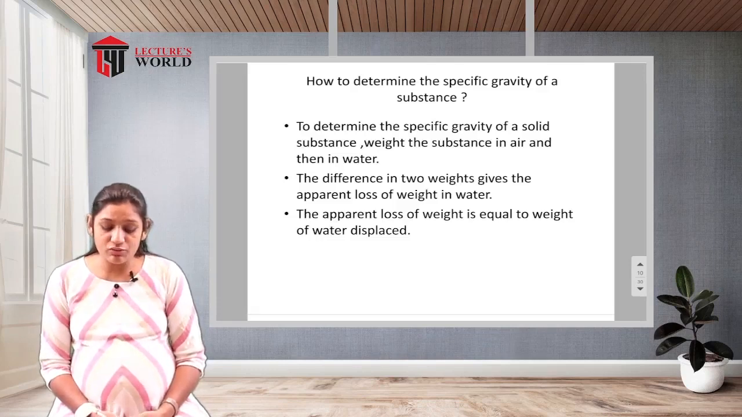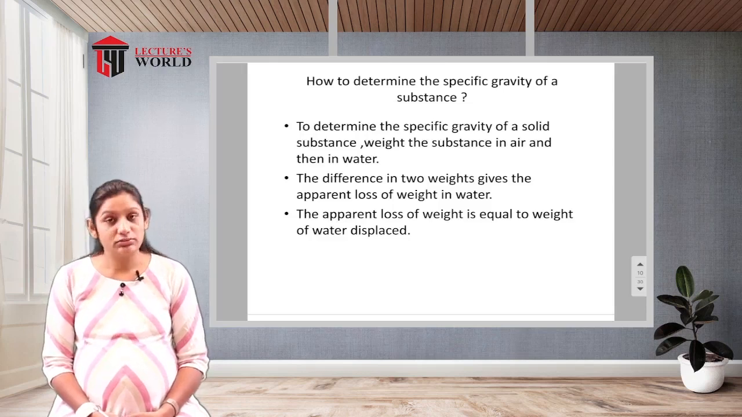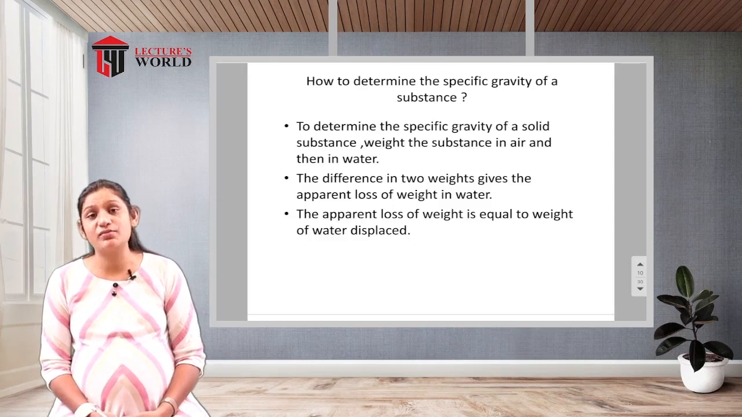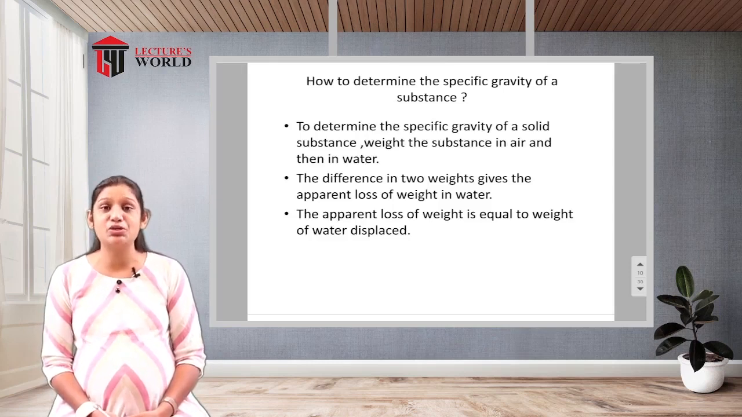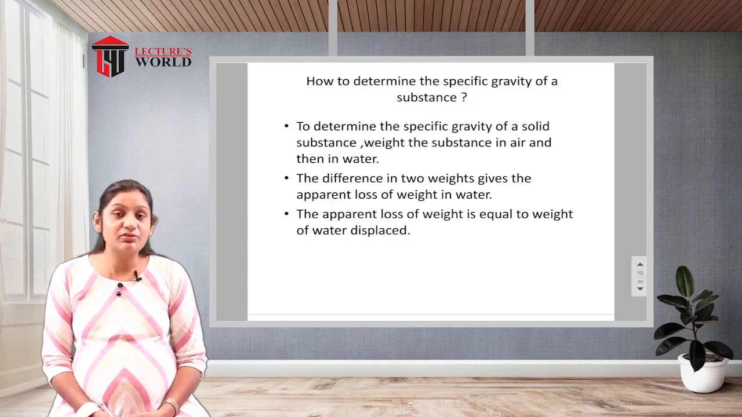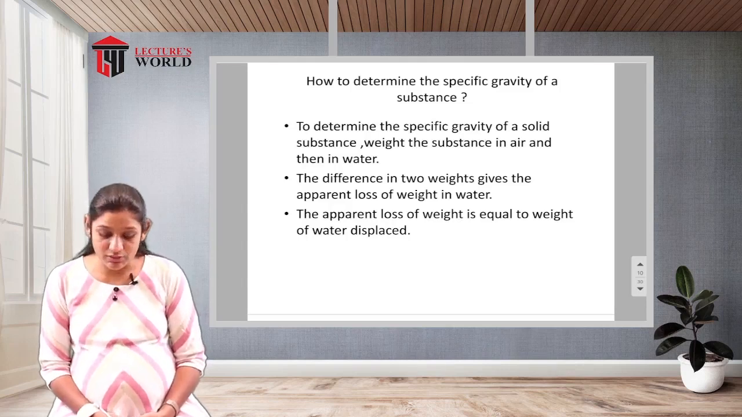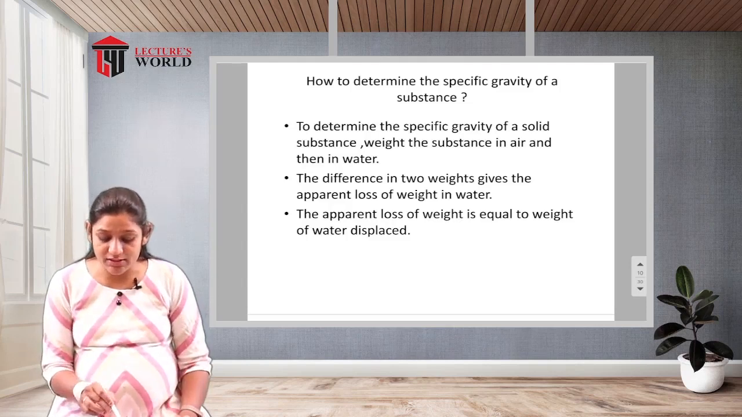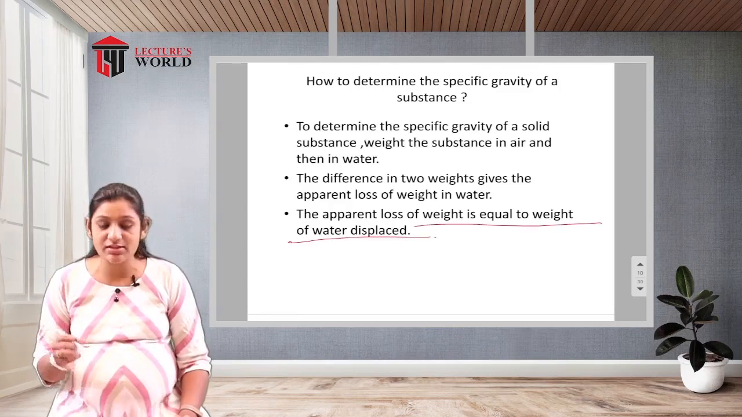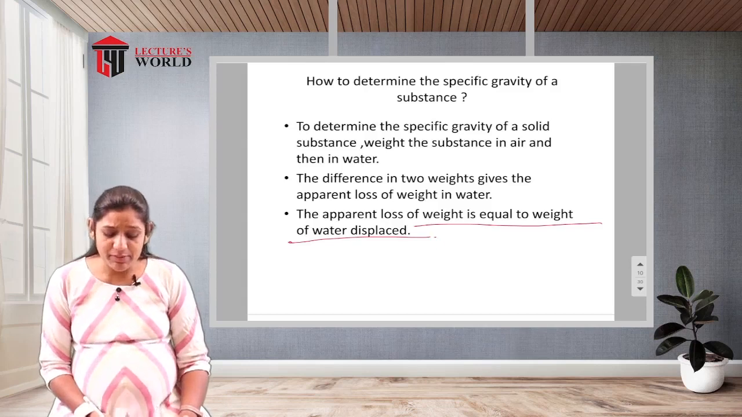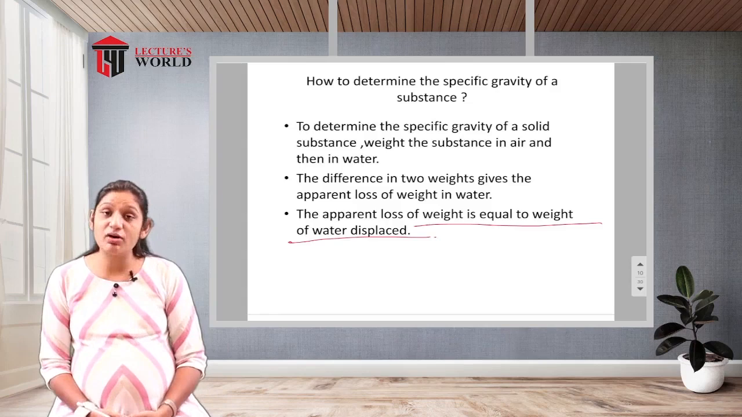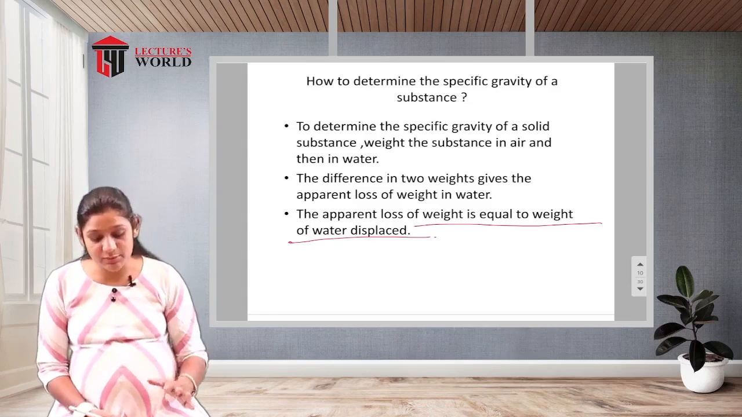The difference in the two weights gives the apparent loss of weight in water. This means that in water the gravitational force is less compared to the normal gravitational force observed on the earth. The apparent loss of weight is equal to the weight of the water which is displaced.